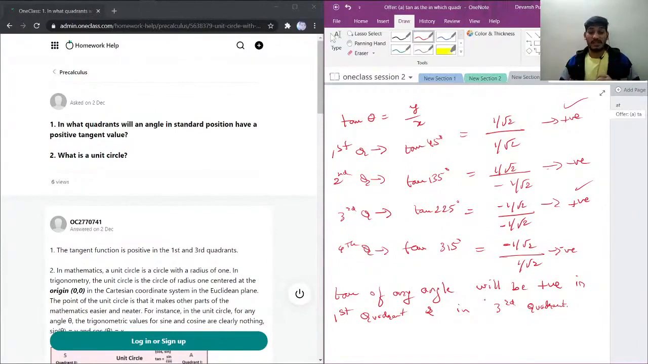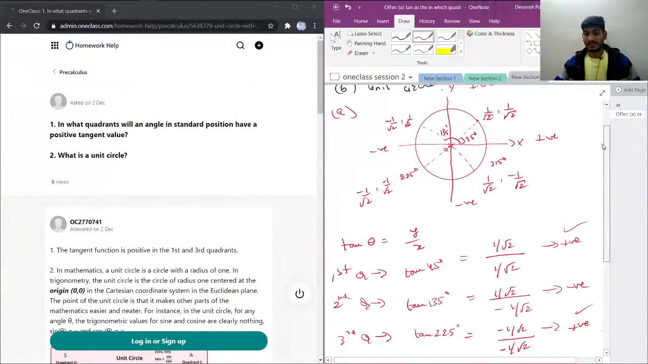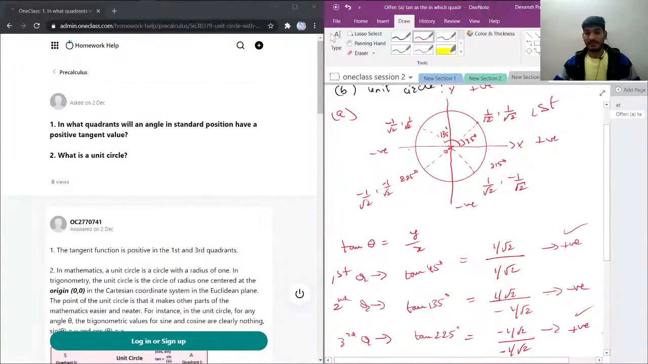what is unit circle, and then they should have asked in what quadrants tangent is positive, because we just found that tangent is positive in first, this is first quadrant, and this is third quadrant, this is second quadrant, and this is fourth quadrant. So we just found out that in the first quadrant tangent is always positive, and in the third quadrant tangent is always positive. And there is one more reason, the tangent is basically y by x.